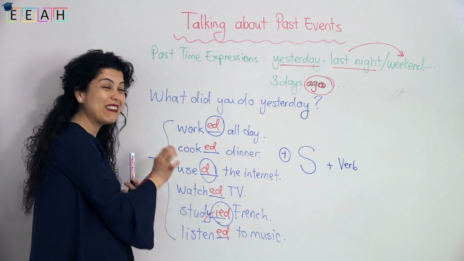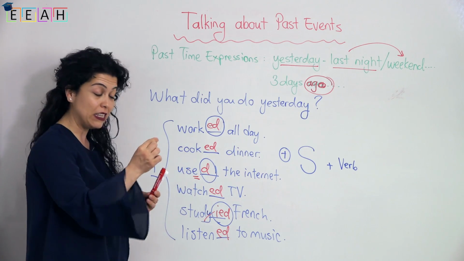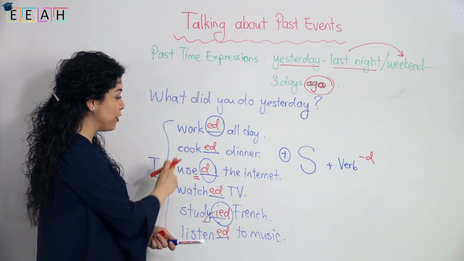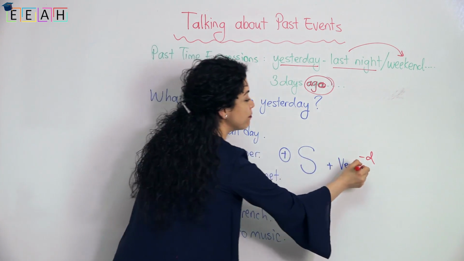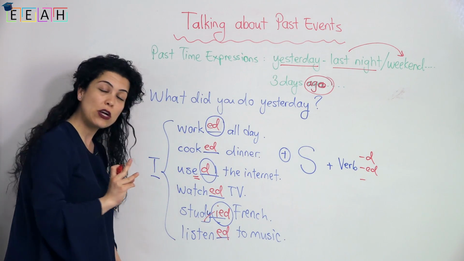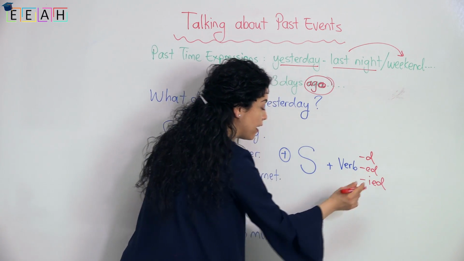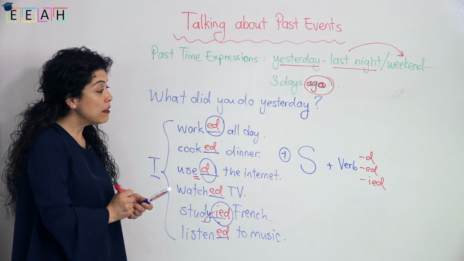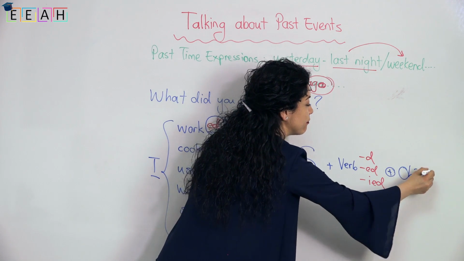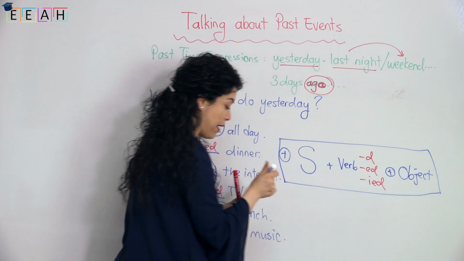You need to look at the last letter of the verb. If it ends with an E, a vowel, you only need to add a D, okay? So, first option is to write a D. Your second option is to add an ED. And the last one, if it finishes with a consonant and the last letter is Y, you need to say IED, like the word studied, okay? The next thing that follows is the object. So that's how we form positive sentences in the past.